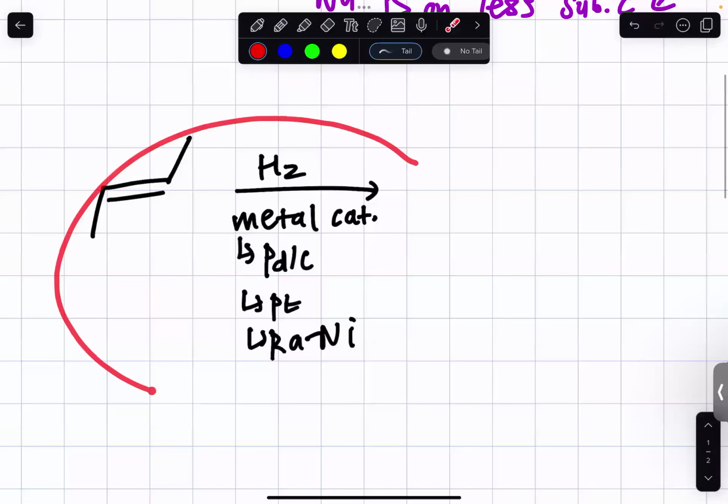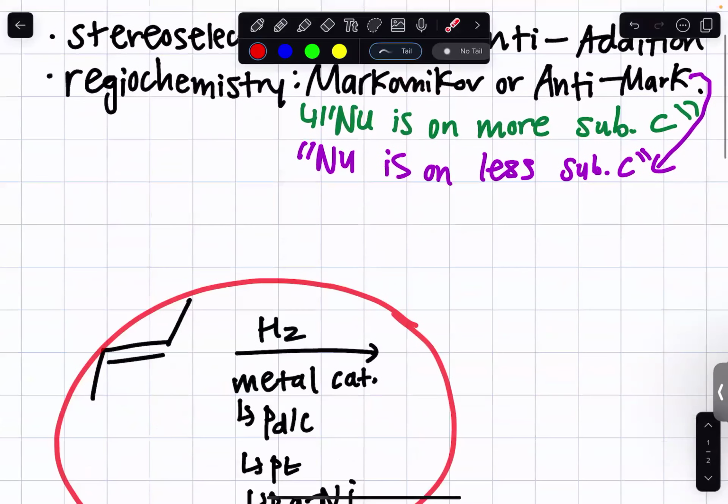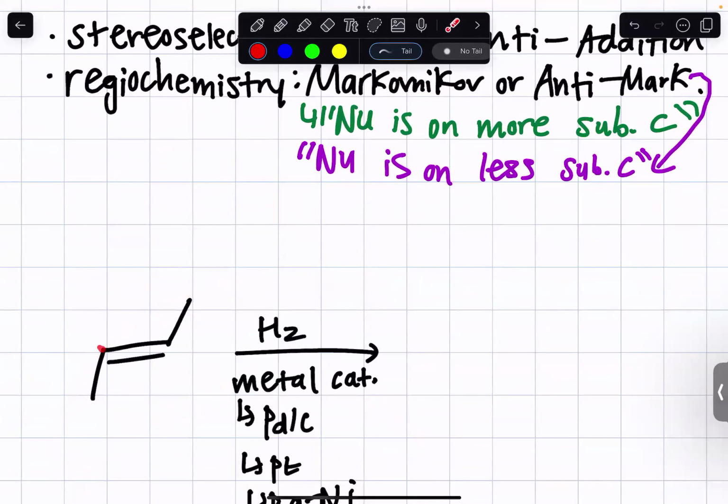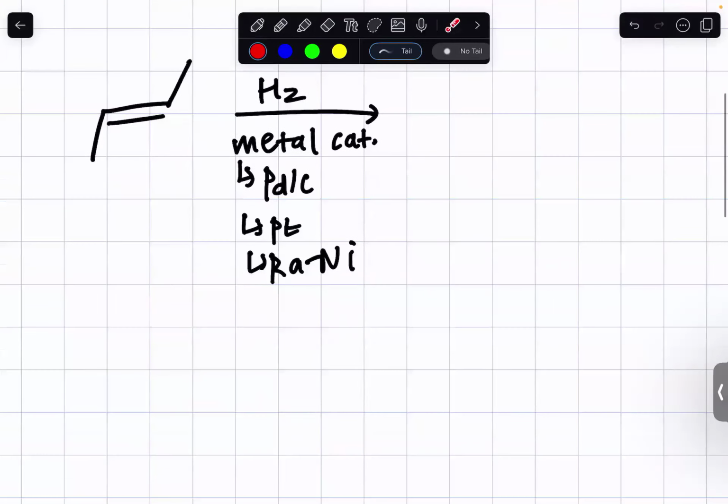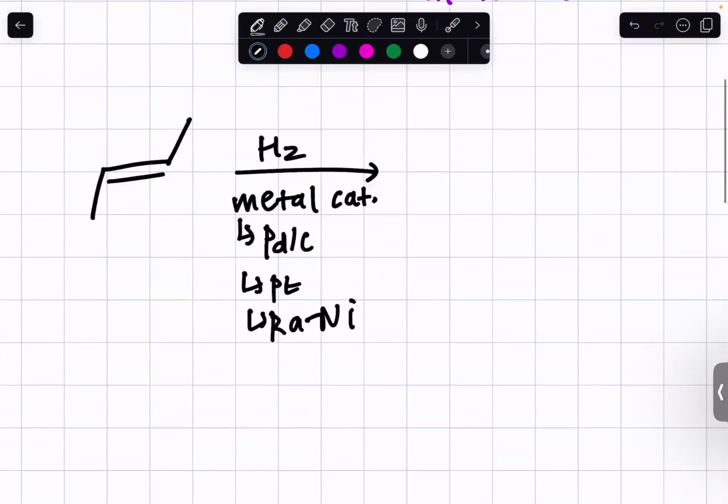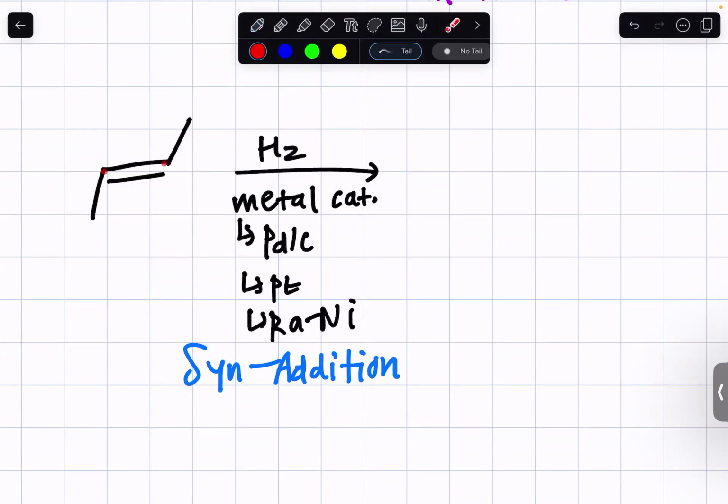But this one here won't have any regiochemistry because the two things that are added onto the alkene are just the hydrogens, and they're the same group. For this reaction, this is always going to be a syn addition, which means that when the hydrogens attack the alkene, both hydrogens have to be on the same side. So if we choose the hydrogen to become a wedge, the other hydrogen will also have to become a wedge.